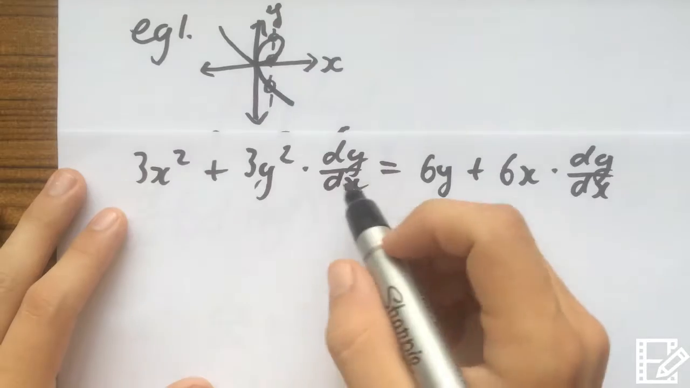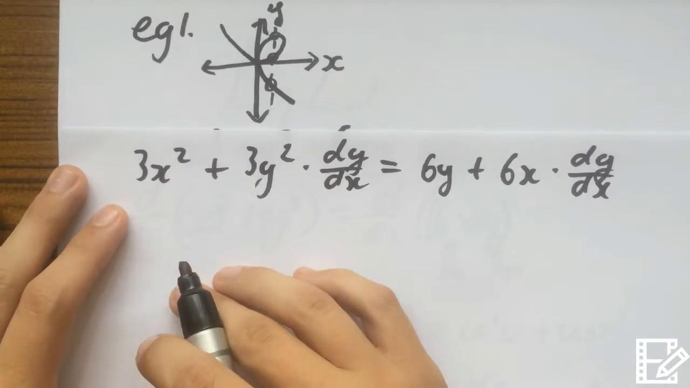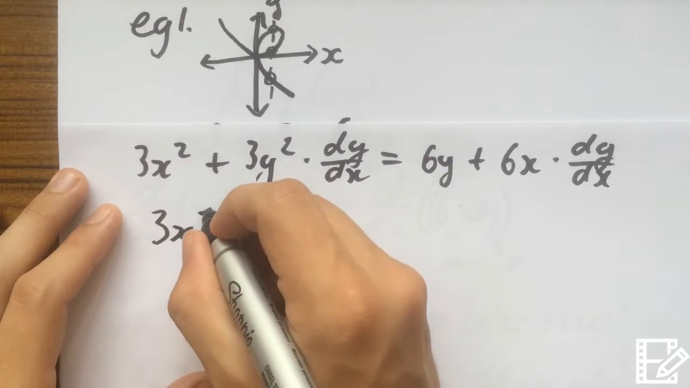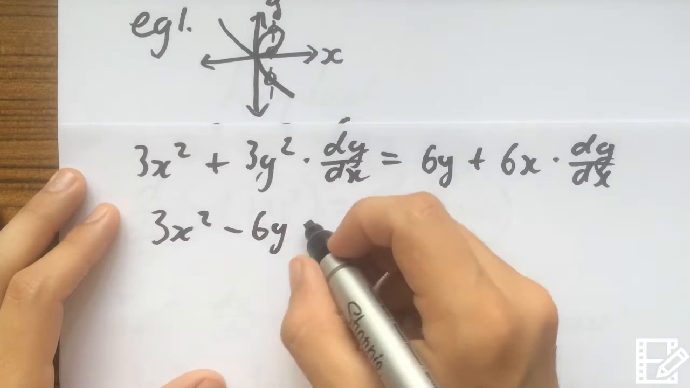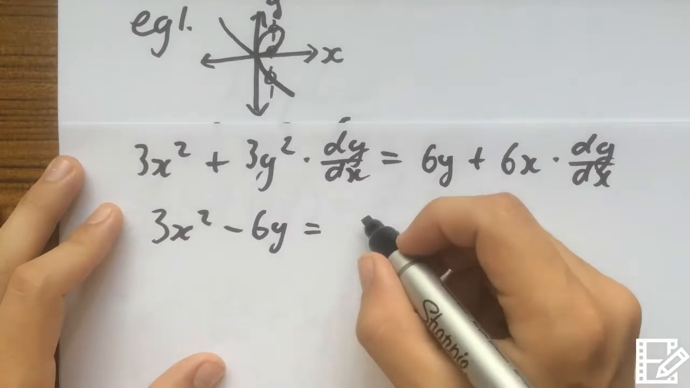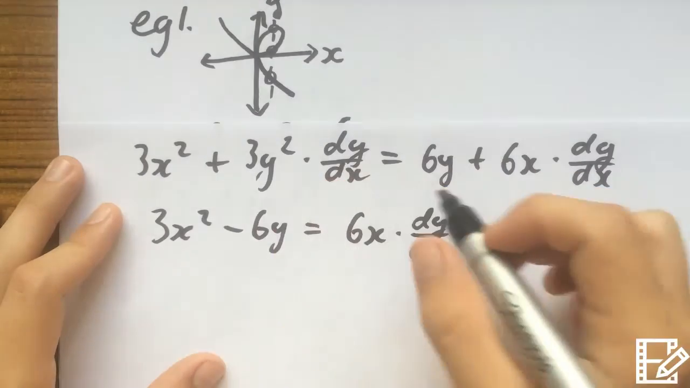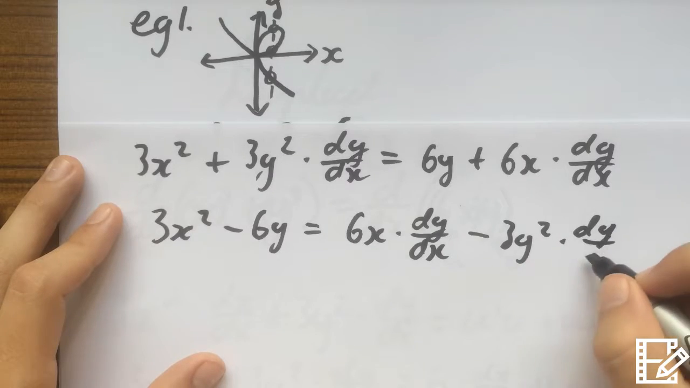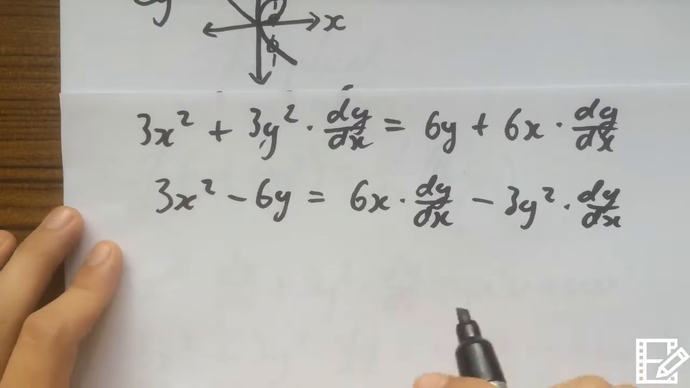Okay, now I'm going to put all the dy dx multiples on one side and all the others on the other to keep them separated. So I'm going to keep the 3x squared on this side, subtract both sides by 6y, so 6y will move onto this side and become a negative, and I'll keep 6x multiplied by dy dx on this side, and I'll subtract both sides by 3y squared multiplied by dy dx. That way it'll come on this side as a negative. Okay.